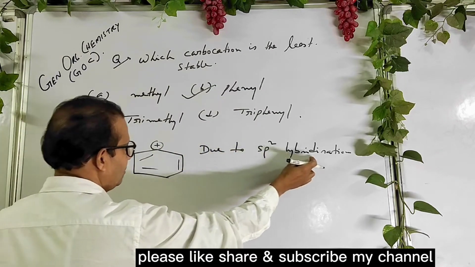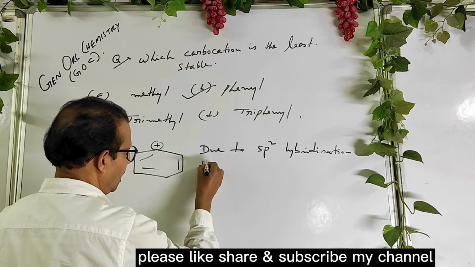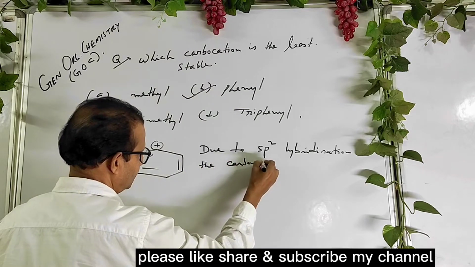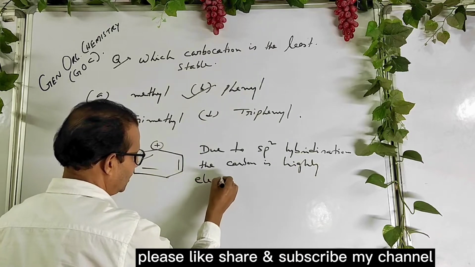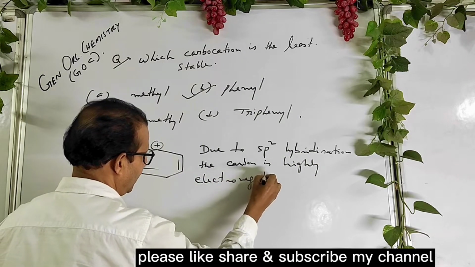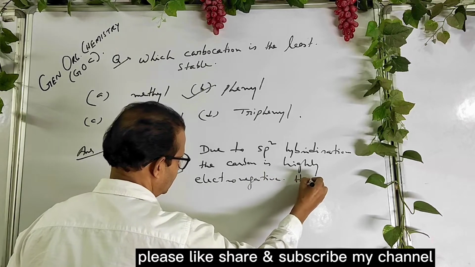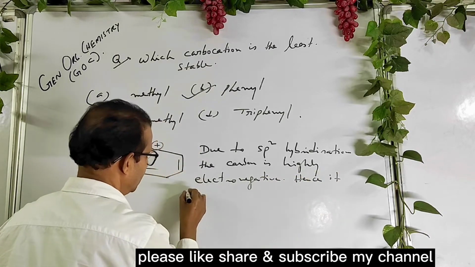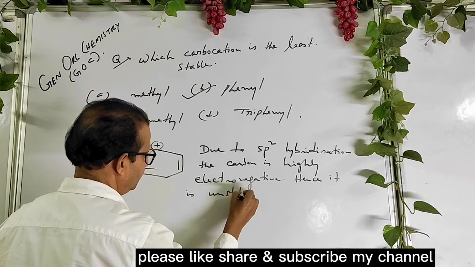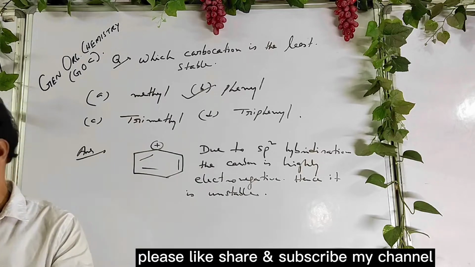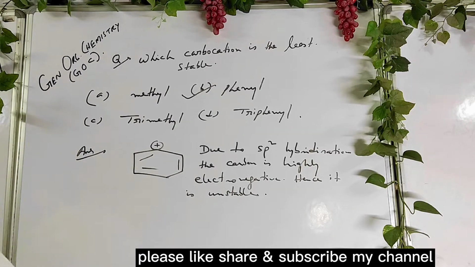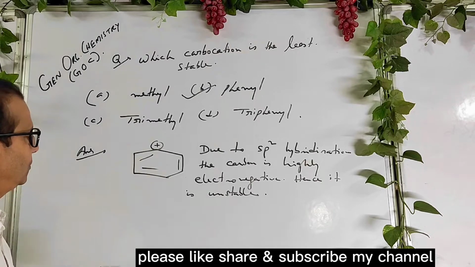So due to sp2 hybridization, the carbon is highly electronegative, hence it is unstable. So remember it, if any carbon carries a double bond or triple bond, actually they have very little existence or life.